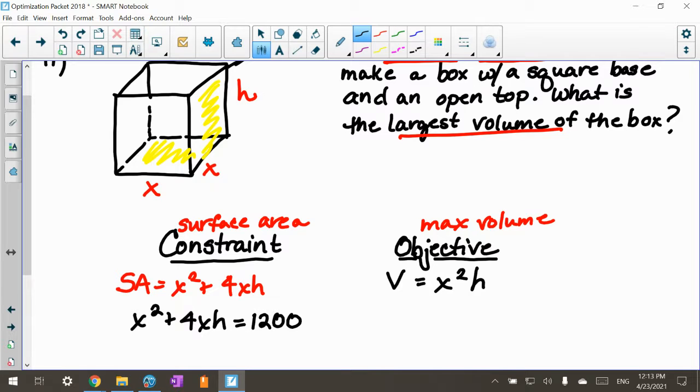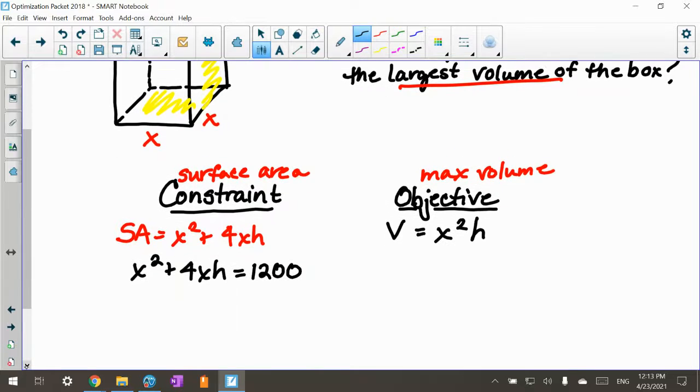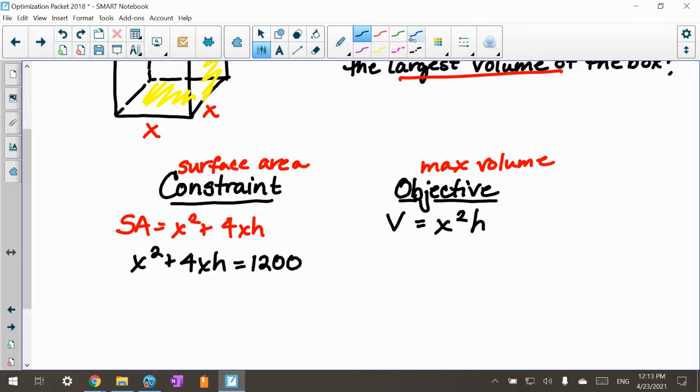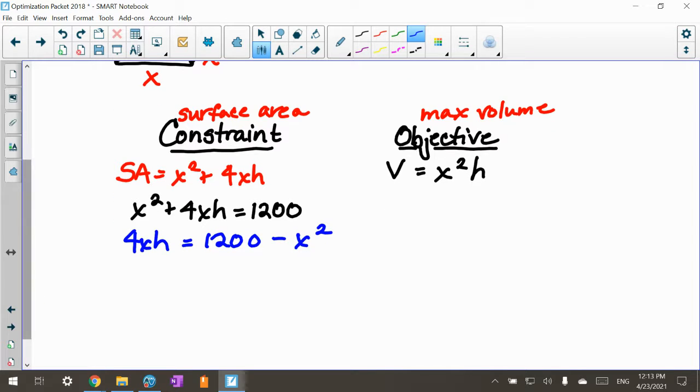So what I want you to do first is solve for a variable. I want you to be smart about this. If you look at this right here, I could solve for x, but then I'd have to take the square root. It can be done, but the math is a little harder. So I actually just solved for h. I subtracted x squared on both sides. So I have 4xh equals 1200 minus x squared. And then I'm going to divide everybody by 4x. So the height is going to be 1200 divided by 4x, and then we're going to reduce this down, minus x squared divided by 4x.